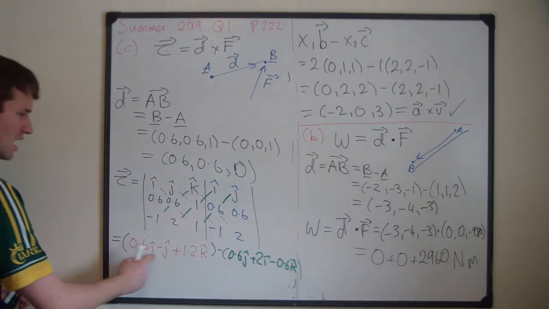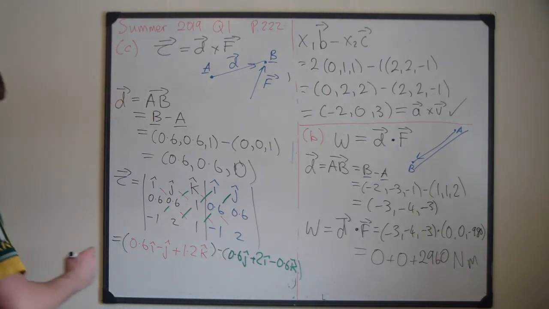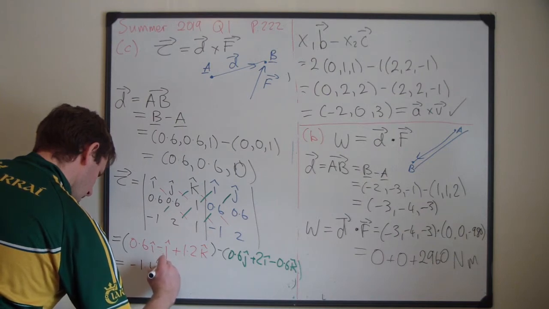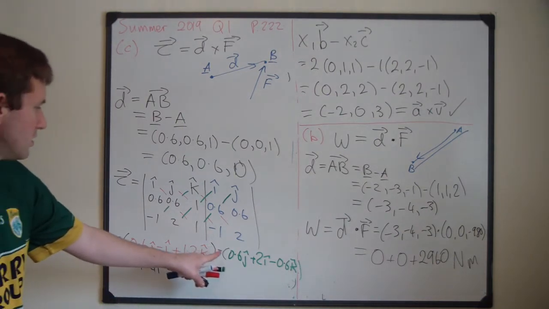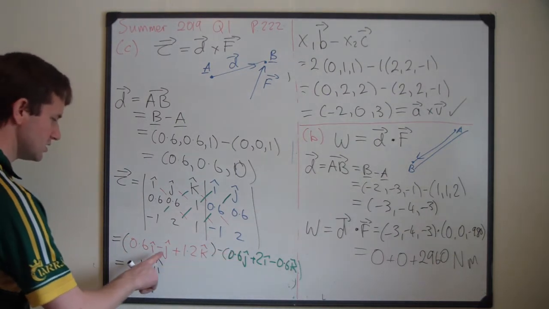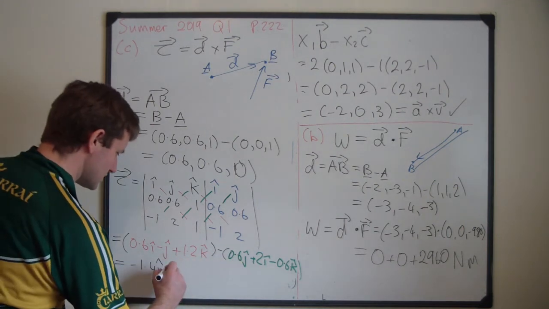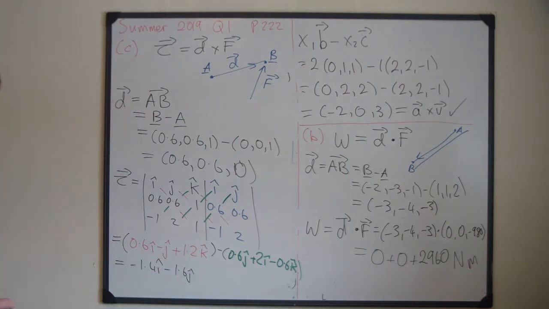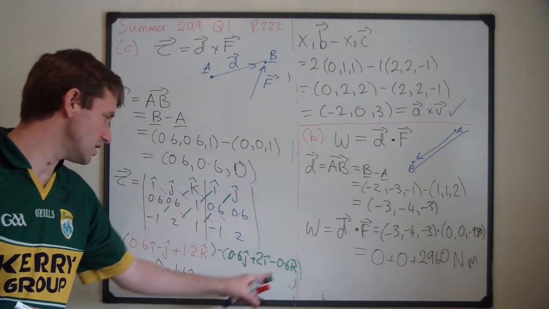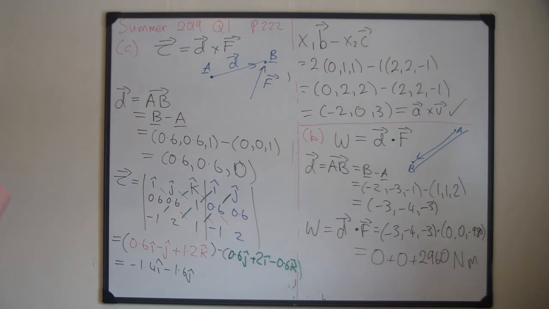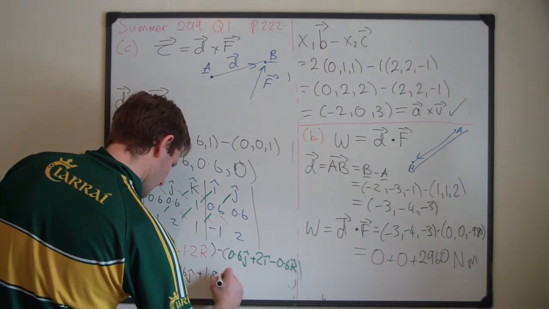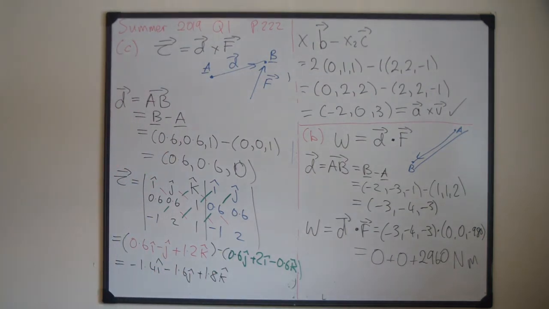So I got 0.6i minus 2i, that's minus 1.4i. Then minus j minus 0.6j is minus 1.6j. And then finally 1.2k minus minus means plus, 1.2k plus 0.6k is 1.8k. Now we're doing very well to there, but we can still mess it up a bit.